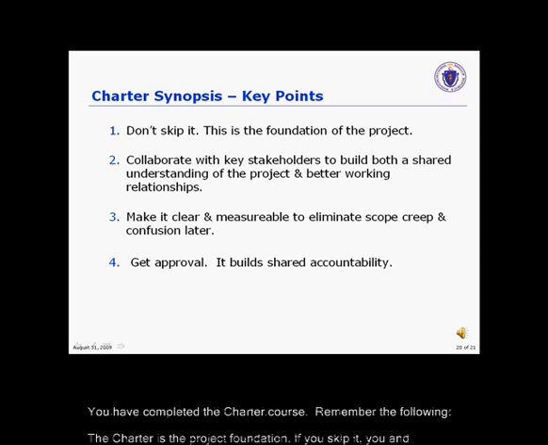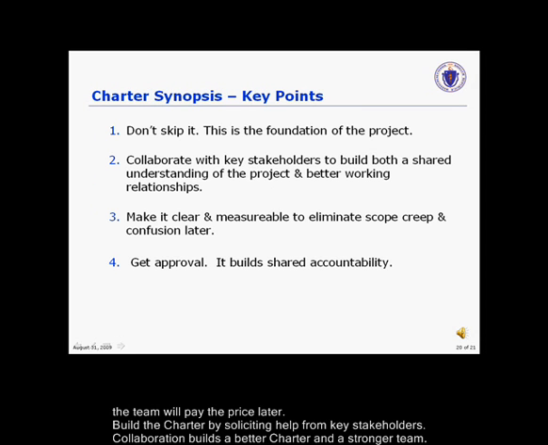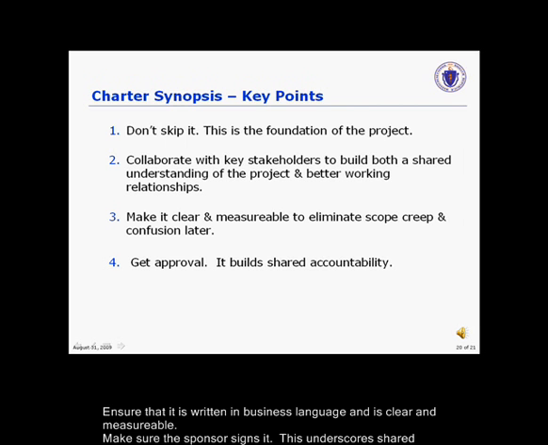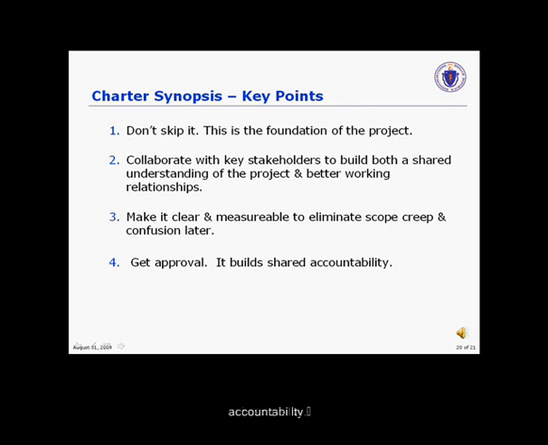You have now completed the charter course. Remember the following points. The charter is a project foundation. If you skip it, you and the team will pay heavily later. Build the charter by getting help from key stakeholders. Collaboration builds a better charter and a stronger team. Ensure that it is written in business language and is clear and measurable. Make sure the sponsor signs it. This underscores the shared responsibility and accountability.